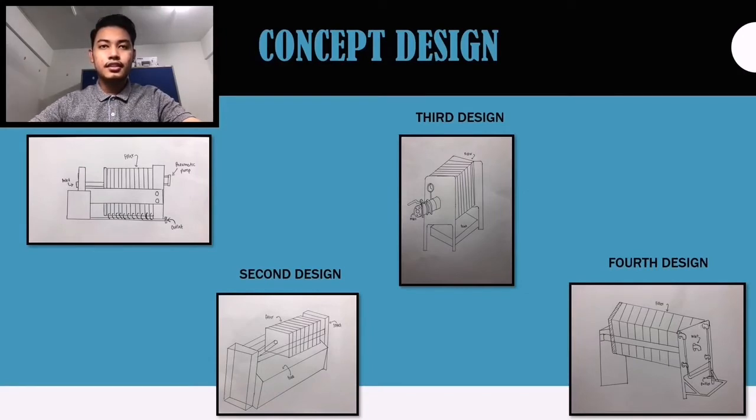Okay, these are the 4 designs that our team has drawn. First design, we can see that we have an outlet at the bottom of the filter. Second design, we have a tank to collect our unnecessary material. Third design, same as the second design, has a tank but a little bit smaller than the second design. Last design is the one that we chose to create the filter press.